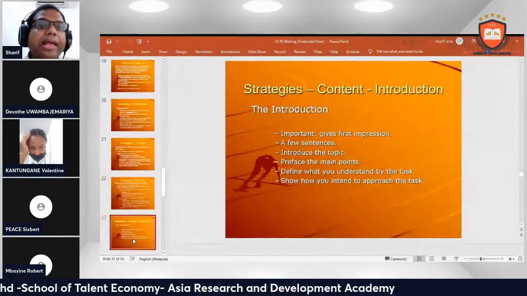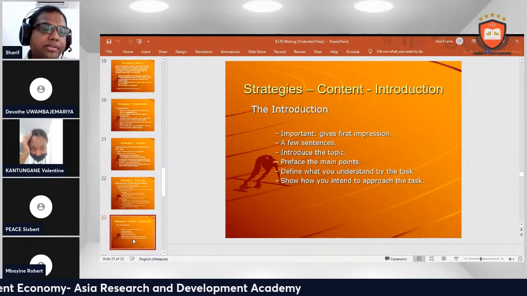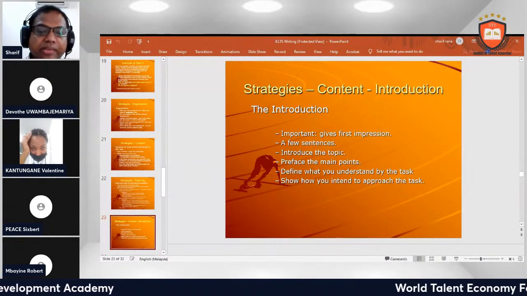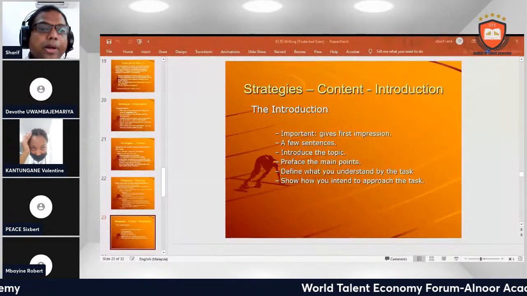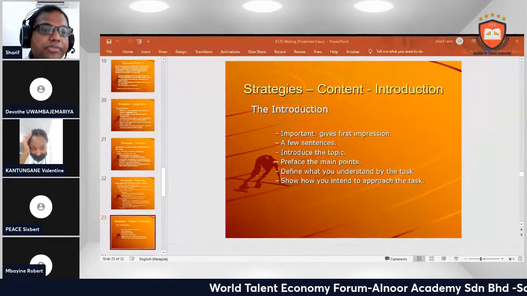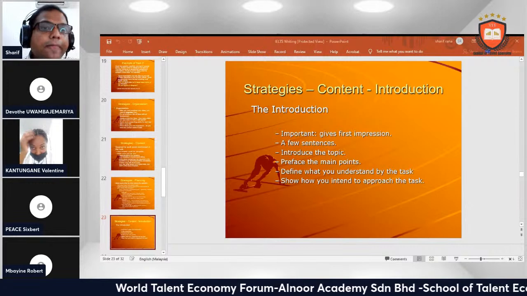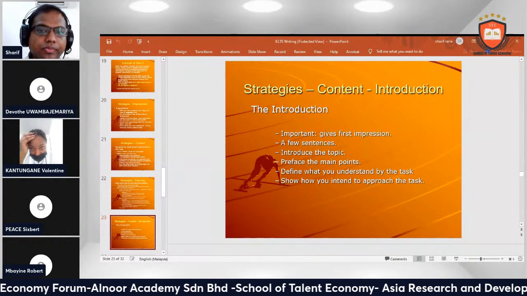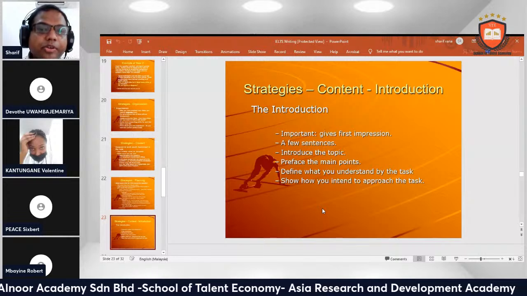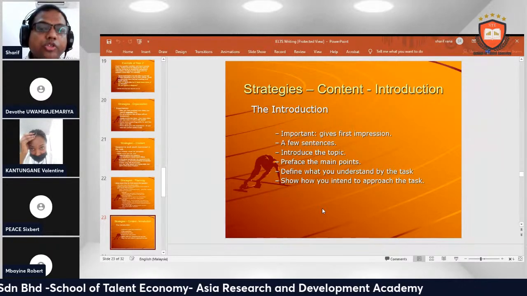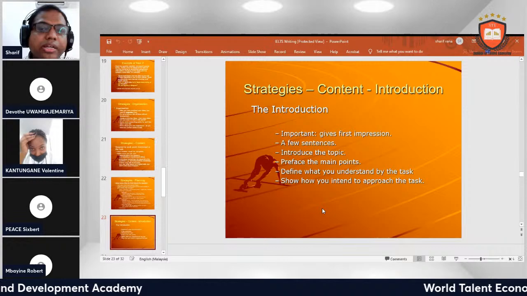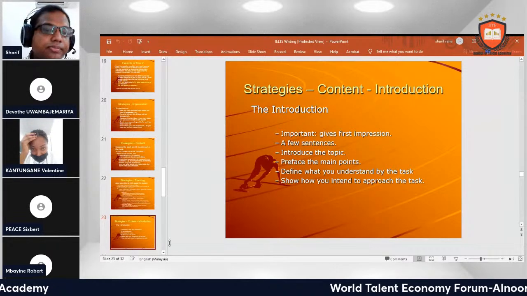This is actually the plan, how I can write. This is actually the way I can develop my plan and activities and everything. If you have a proper plan for your write-ups, then you can take your write-up to the next level. Important: give first impressions, a few sentences, introduction, the topic, preference, the main points, define what you understand by the task, and show how you intend to approach the task.